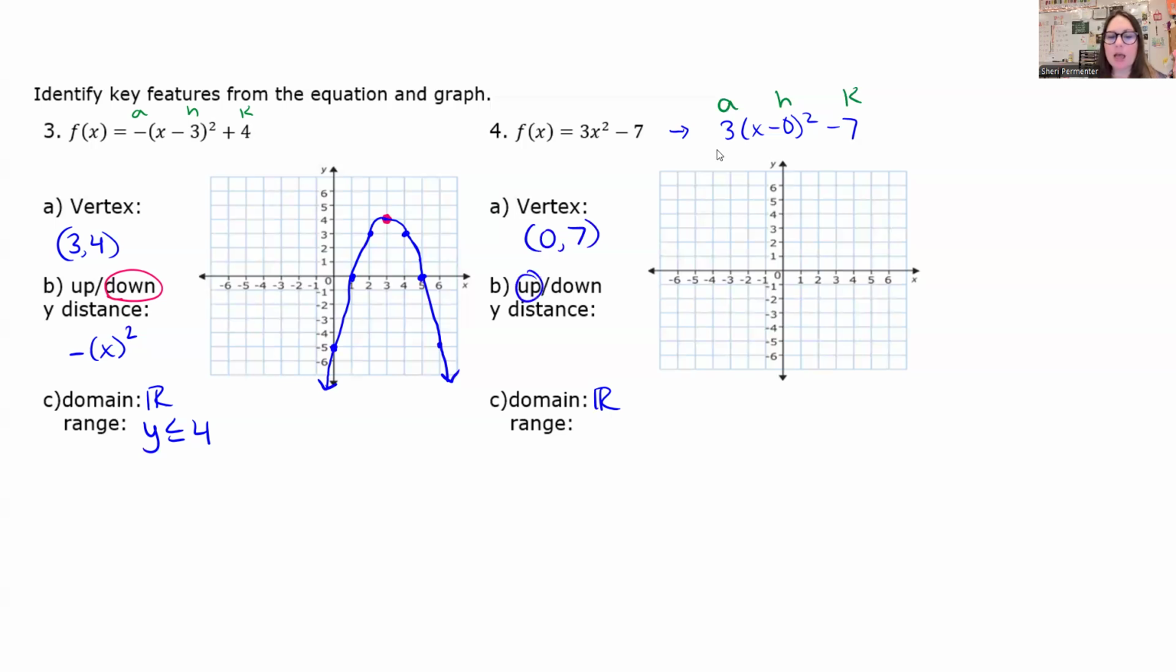So for this one, I'm going to do 3x squared, and you'll see what that means in a second. I'm going to plot my vertex. It's at 0, -7, not 0, 7. 0, -7. So you're all down at the bottom, 0, -7.